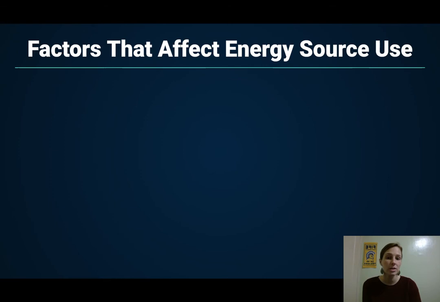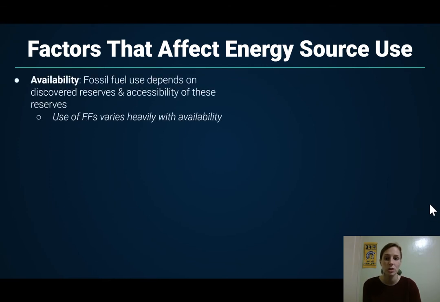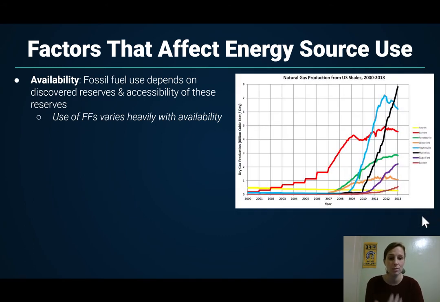Now, there are some factors that can affect the energy source use. The big one is going to be availability. As you are aware, fossil fuels are a limited resource. They will not go on forever. So they depend on the discovery of reserves and the accessibility of being able to access these reserves. And the use of fossil fuels is going to vary heavily when it comes to the availability and our options for getting it out of the ground.